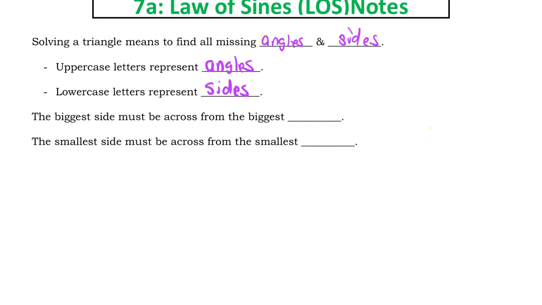Something to remember is that the biggest side must be across from the biggest angle, and the smallest side must be across from the smallest angle. That's something to keep in mind as you're solving these.